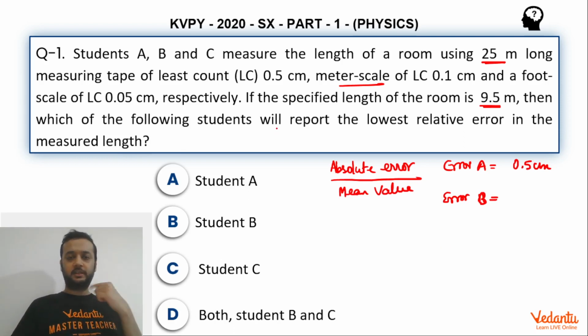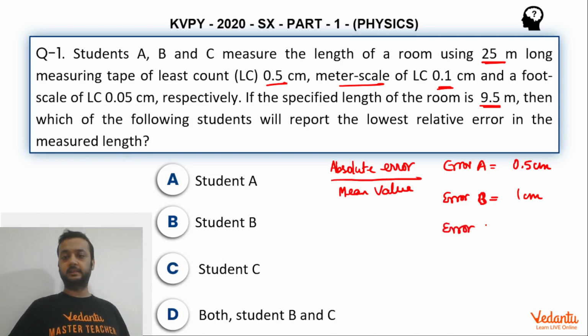Every time you measure, you will have an error of this much, 0.1 centimeters. So we can say that in 10 times, the total error will be 1 centimeter, 10 into 0.1. So the error in the measurement of B will be 1 centimeter.